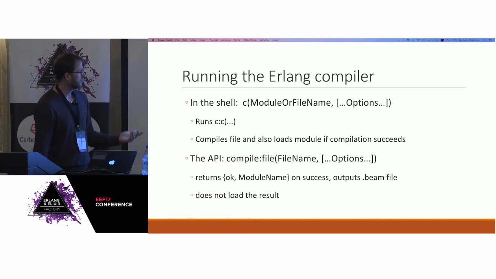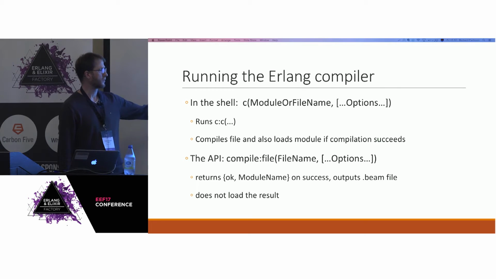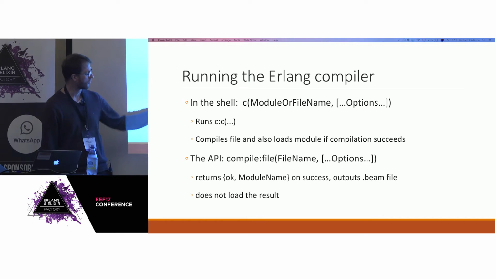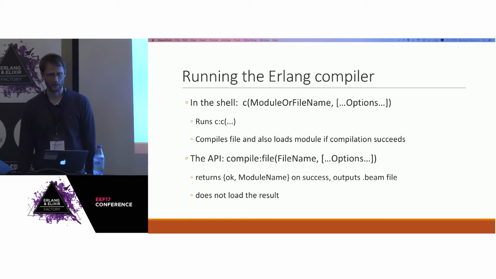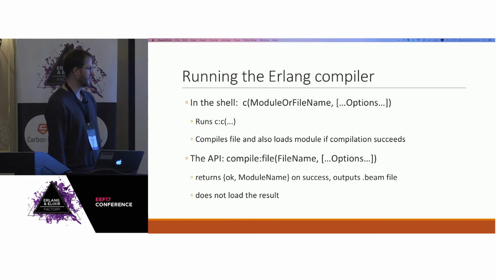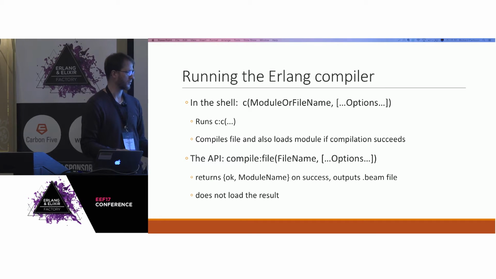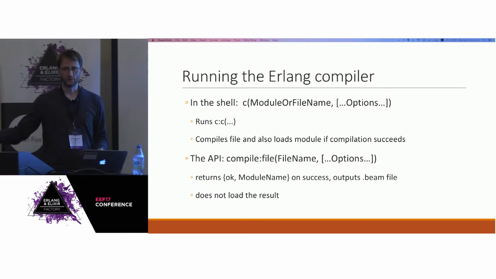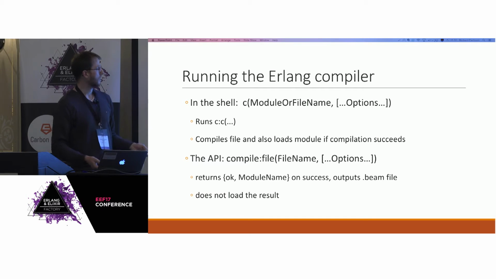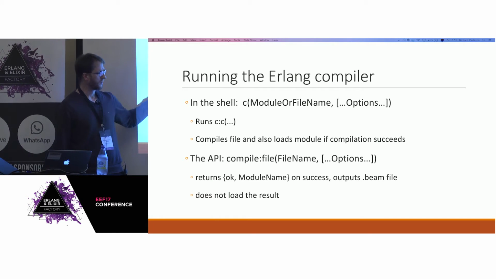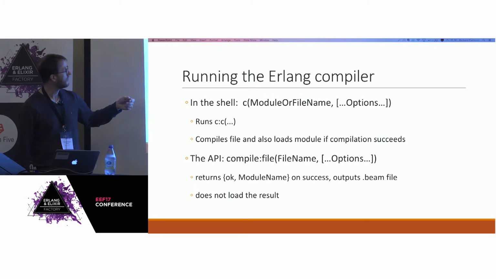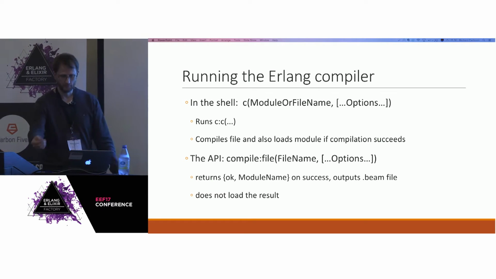But how does it compile it? Well, it calls the API function for the Erlang compiler, which is the module compile. So it just calls compile:file, gives it the file name and the options. What that does is it runs the whole compilation, and if it works, it returns OK and the name of the module that it compiled, and it spits out a beam file on the side. Now, this API doesn't actually load the module, so if you call it this way, then you have to load it manually afterwards. That's why this shortcut exists.